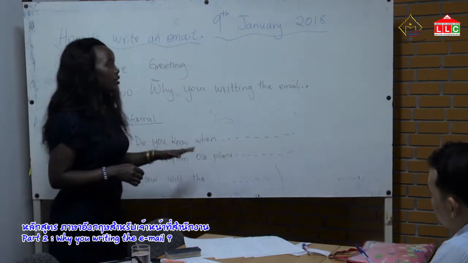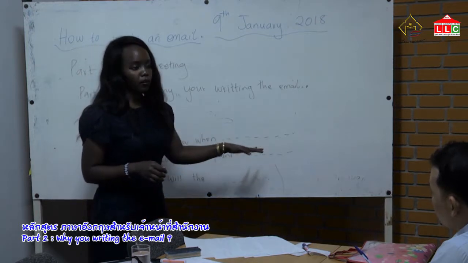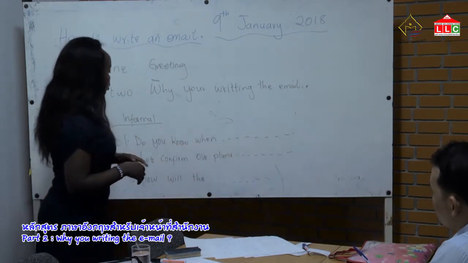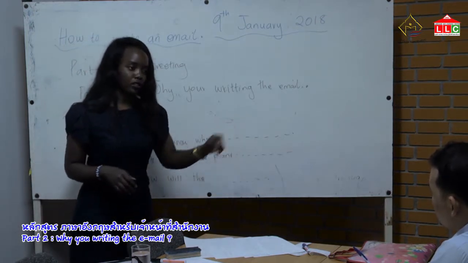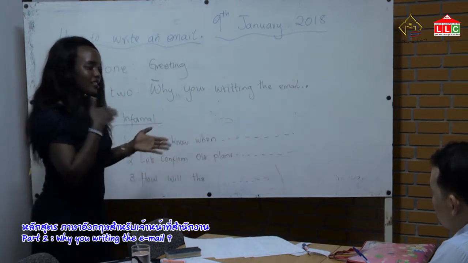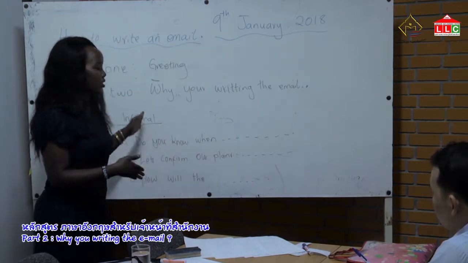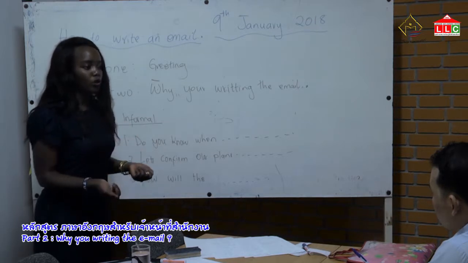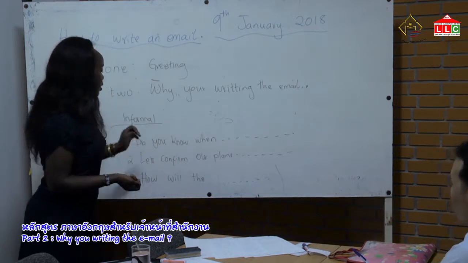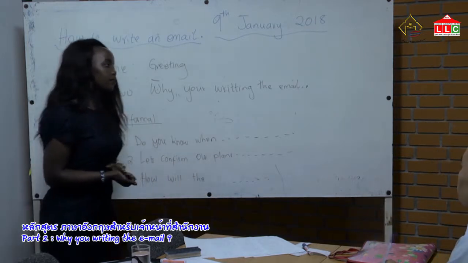Or do you know when we're going to meet next time for our vacation? Or do you know when you're coming next to visit me? So it is direct to the question because this is informal, someone that you know already and you have made plans with. Let's confirm our plans.